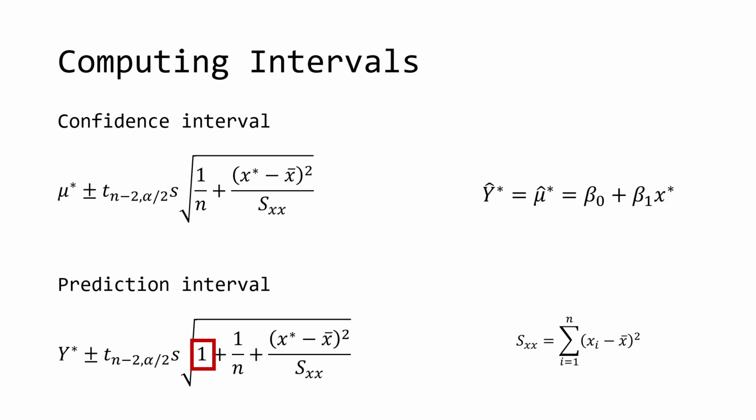Now let's look at what makes these two intervals different. The key difference is underneath the radical. The confidence interval does not have the 1, but the prediction interval does. The impact of this is that the prediction interval will always be wider because there's more uncertainty associated with predicting a random variable than with estimating a fixed parameter. The population mean is a fixed parameter. The outcome of y star for a given x star is a random variable.